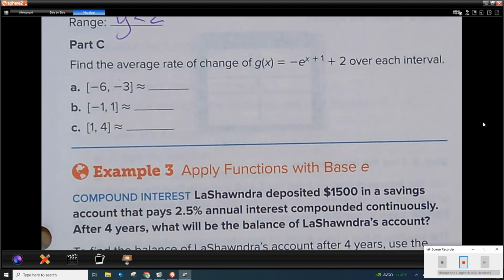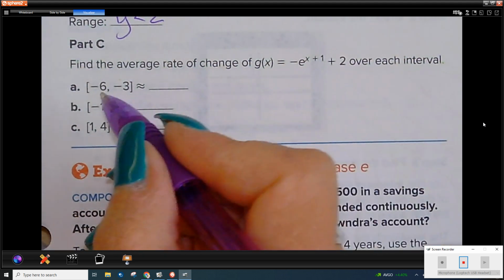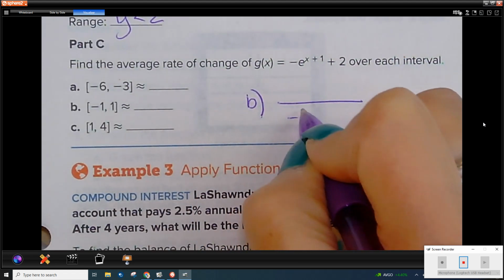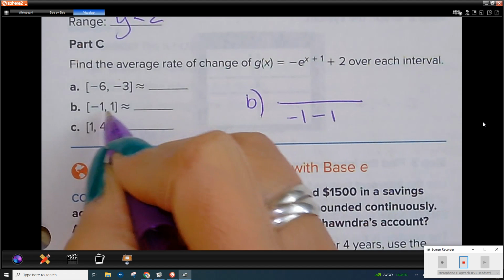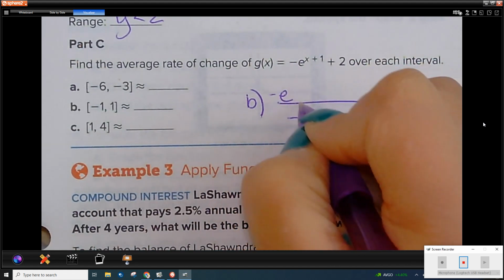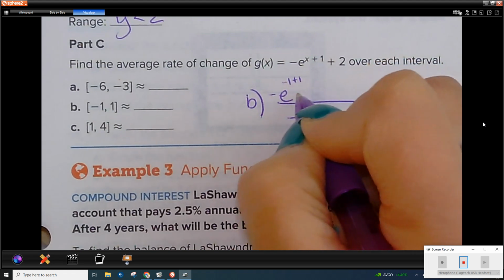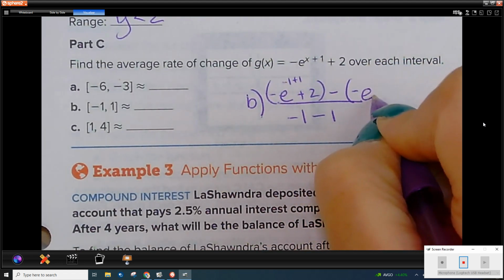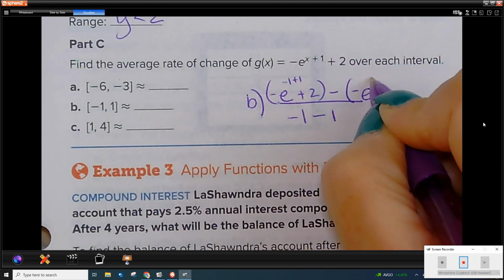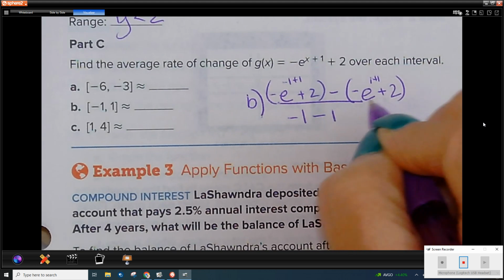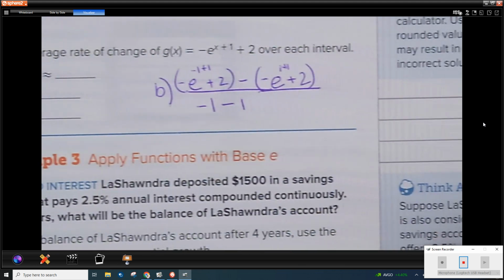I'm just going to do probably B. So for B, we do negative 1 minus 1. This is the first one. This is the second one. So I'm going to put in negative 1, negative E, put in negative 1 for x, minus negative E, put in a positive 1 for x, and I'm going to show you how to enter it all together and get one number.